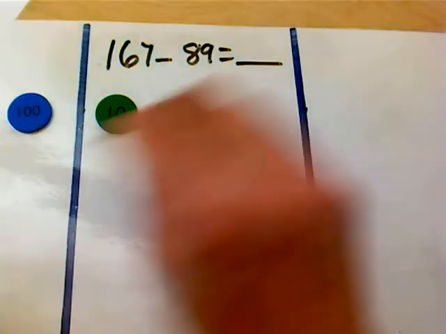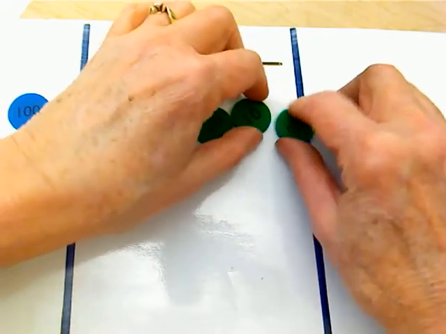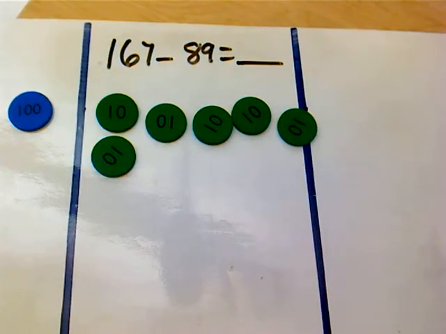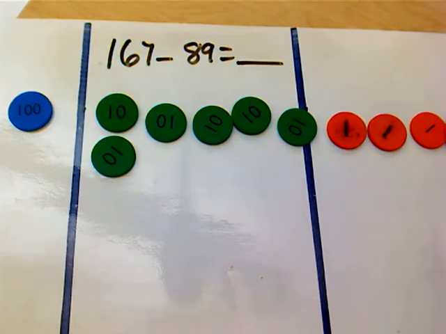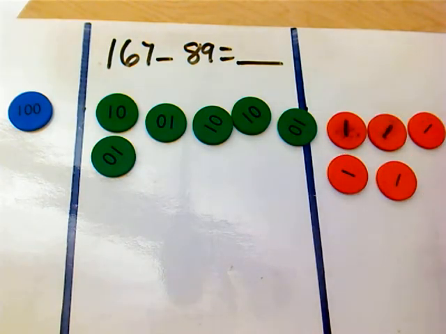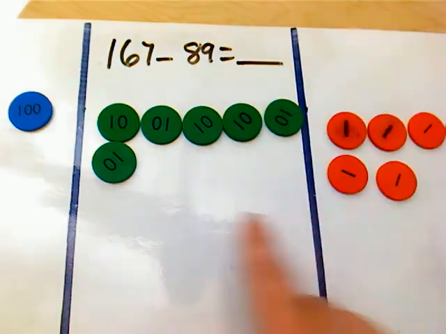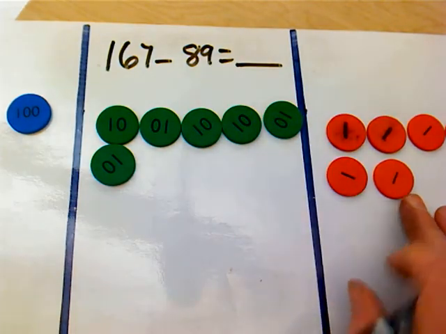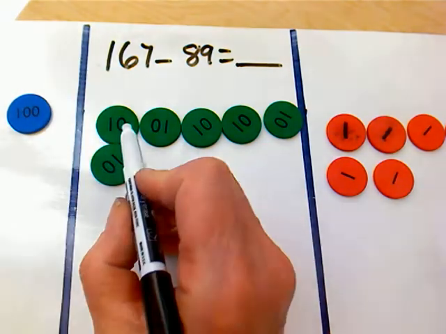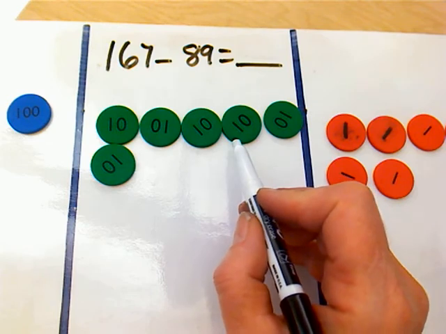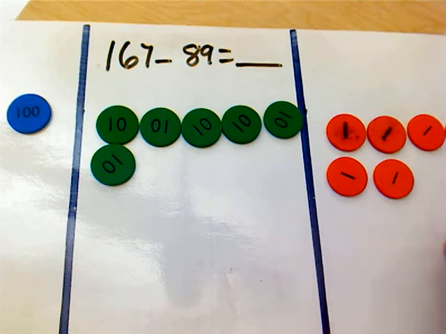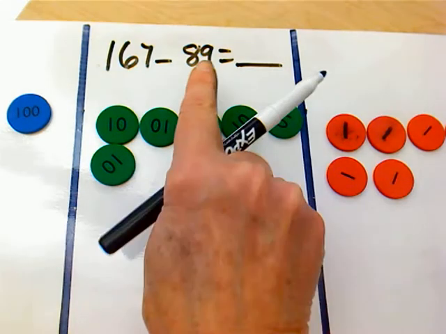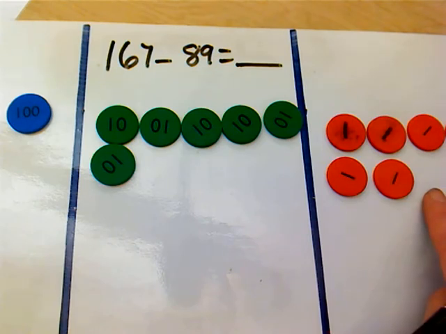10, 20, 30, 40, 50, 60, 61, 62, 63, 64, 65, 66, 67. So now I have shown what I am going to be taking away from. This is my whole, so that I can take this part away. So 110, 120, 130, 140, 150, 160, 161, 162, 163, 164, 165, 166, 167. Now I'm asking myself, can I take 9 ones away from 7 ones?